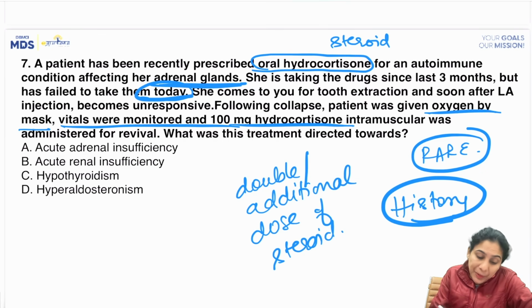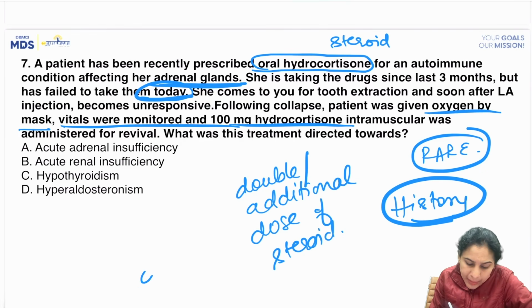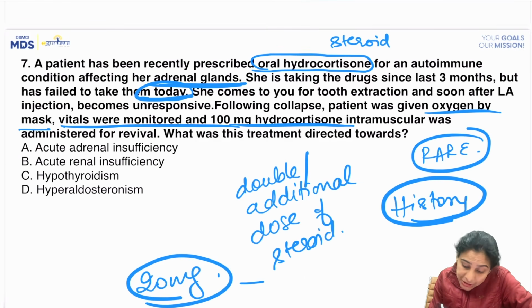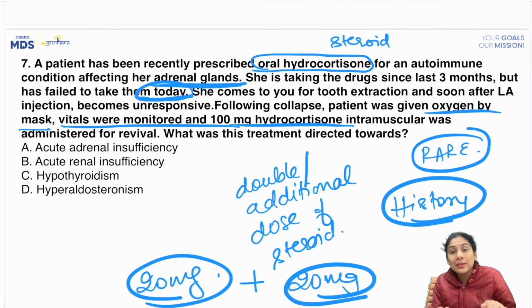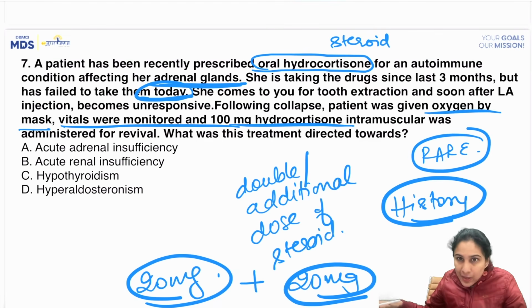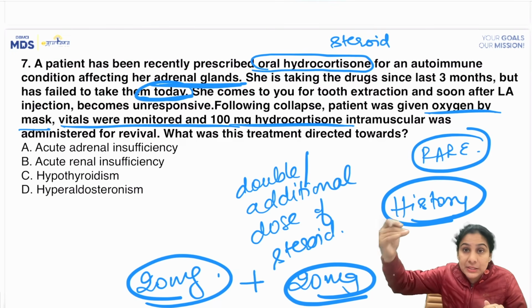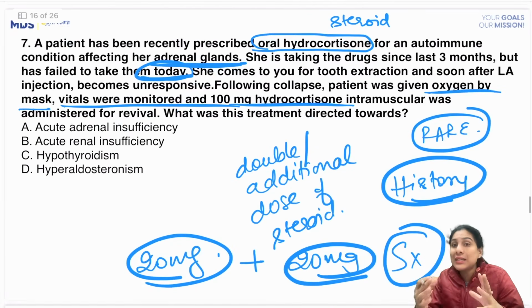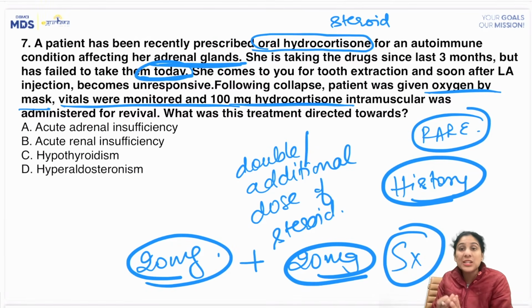Okay, so suppose a patient is taking, say, 20 mg Vizolon daily. Suppose this is the daily dose. Additionally, you will give some more drug so that his daily needs are taken care of and the additional needs of surgery are also taken care of. What are the needs? The needs are stress management.